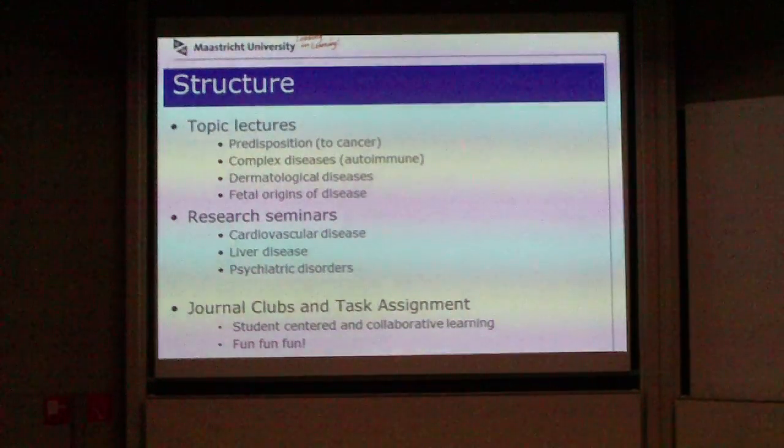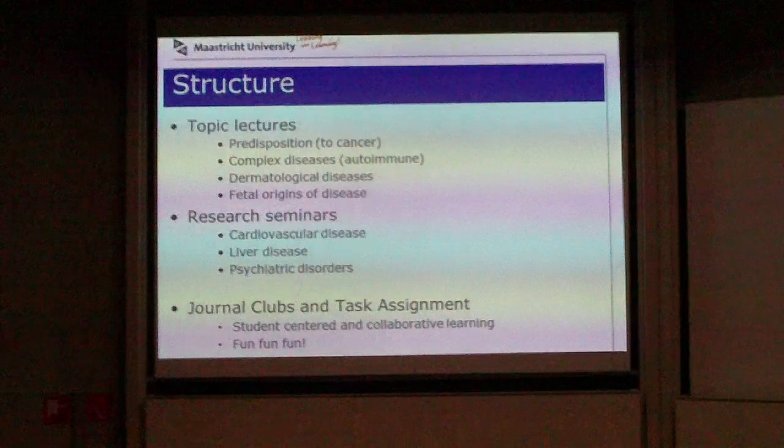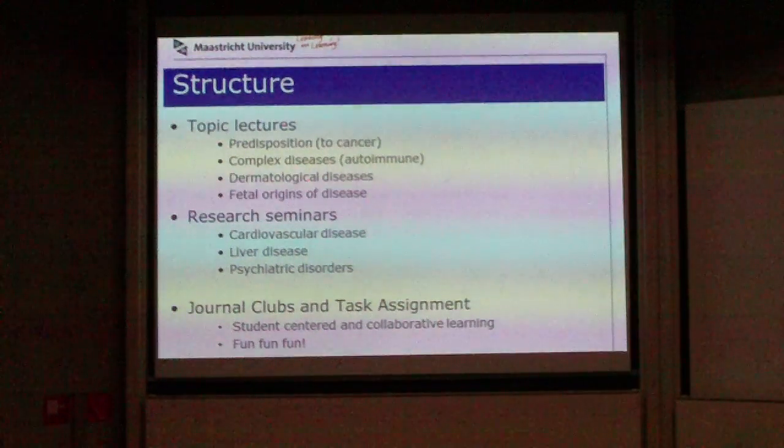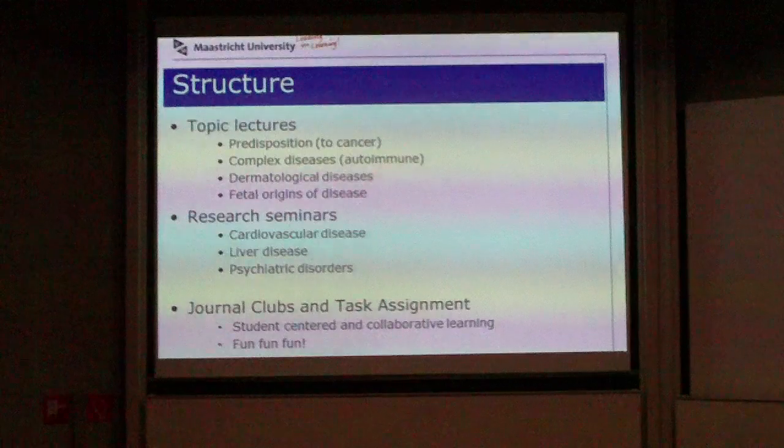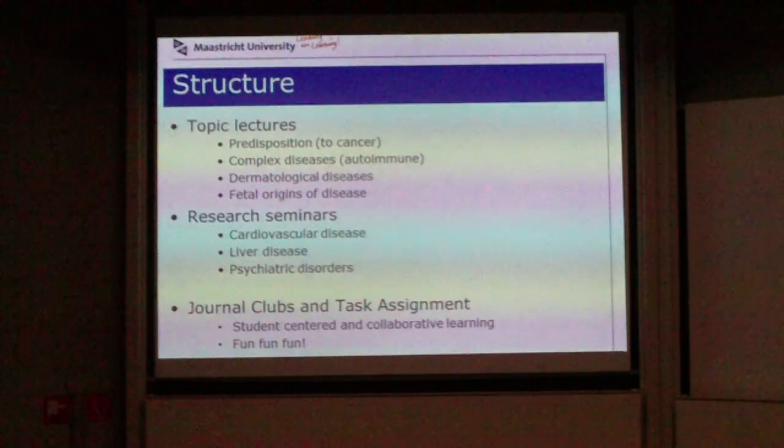This is more or less a summary of what Willem has already told me. We have topic lectures, which are broader topics where concepts are introduced. In this module, that means we have a lecture on predisposition, actually my lecture that will start in 5 minutes, with the focus and emphasis on cancer susceptibility. Complex diseases such as autoimmune diseases is a lecture from Pete Stevenson this afternoon. Dermatological diseases and fetal origins of disease come later on.